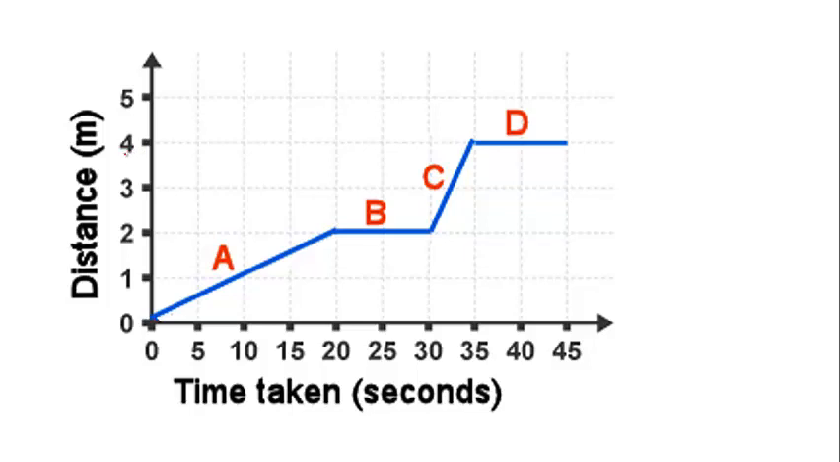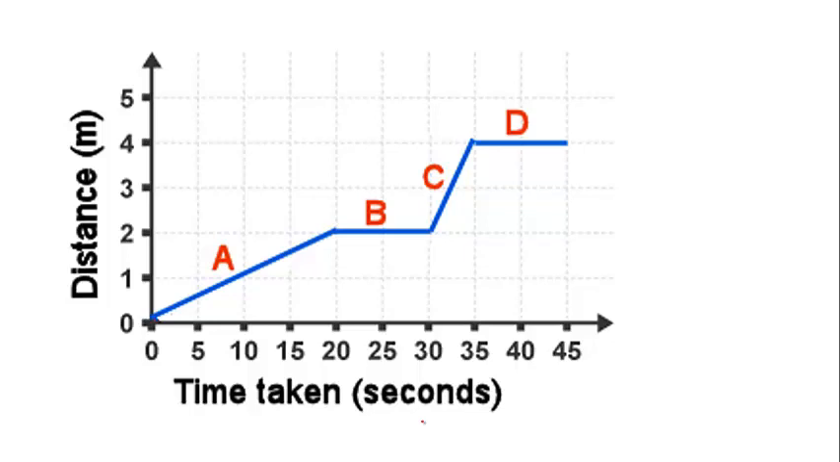The first thing that you want to pay attention to are what's on your x and y axis. The way I remember the difference is because y points to the sky. So on our y axis here, we have distance and it's measured in meters. And then on our x axis, which is usually where our independent variable goes, we have time taken, which is in seconds.